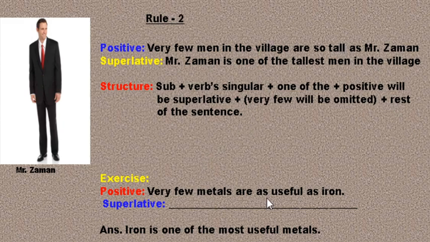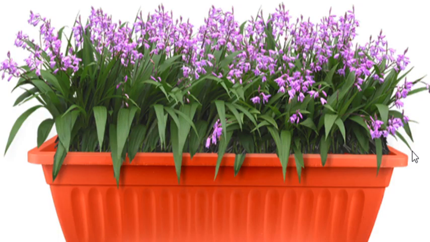Okay, now you can see very few metals are as useful as iron. Same thing, iron is one of the most useful metals. Iron is one of the most useful metals. See the structure and its rules is similar. So that's all for now. I hope you have understood. It's a very important grammatical topic.